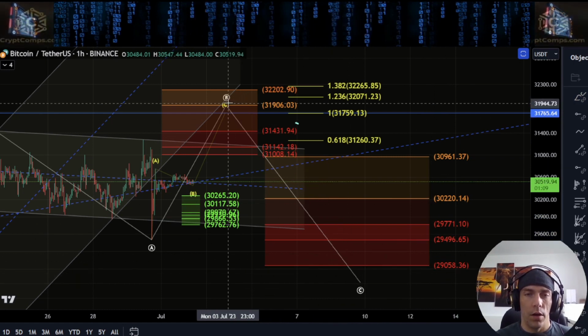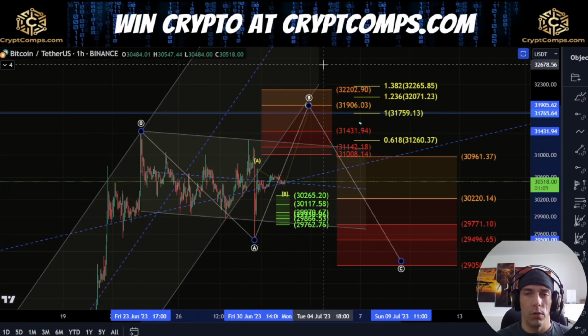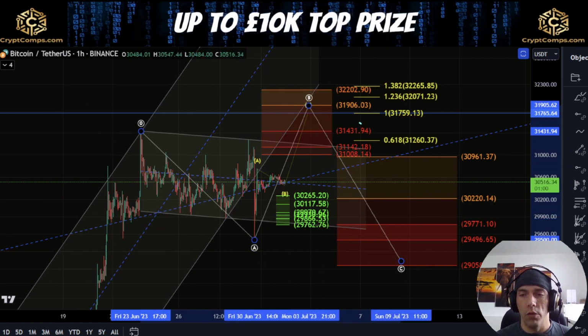So I'm going to have to keep an eye on this to see whether we actually start to break down in something like this if we do get a continuation up here first. So this is looking for that possibility of a push up and then a push to the downside.